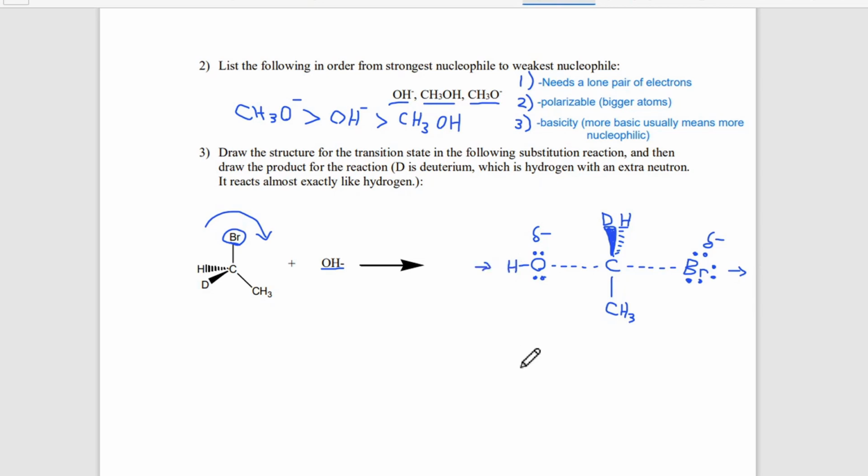And really interesting, the reason why you get this inversion of configuration with the backside attack, it's kind of like, has anybody ever seen the movie Mary Poppins? Like the classic one? I know this is an odd thing to bring up, but.